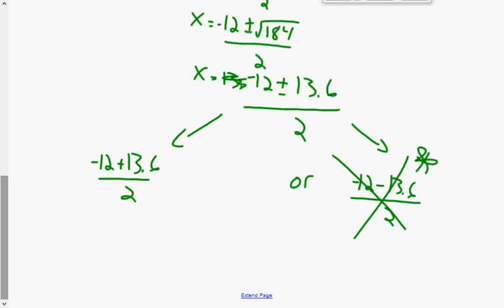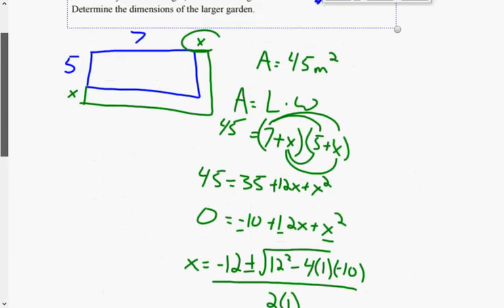If I look at this guy here, I can add these together. That's going to give me 1.6 divided by 2, 0.8 meters. So I only added 80 centimeters to both sides, which kind of makes sense if you look at your original garden. It was already 5 times 7, 35 meters squared. Okay? So that's how those work there.